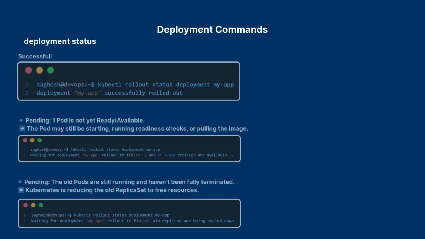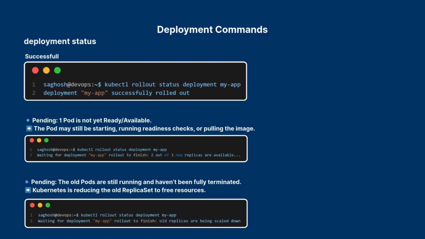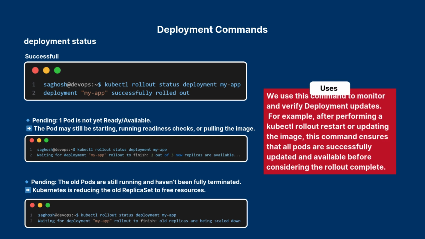Okay, so the next command that we have is kubectl rollout status deployment and then the deployment name. This command displays the current rollout status of a deployment. It shows whether the deployment has successfully updated all the replicas according to the desired specification, or if there's any pod still pending, unavailable, or failing. We use this command to monitor and verify the deployment updates.